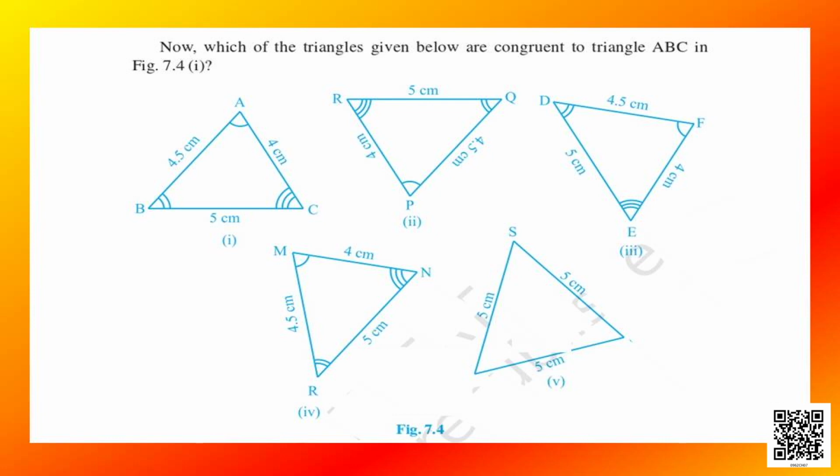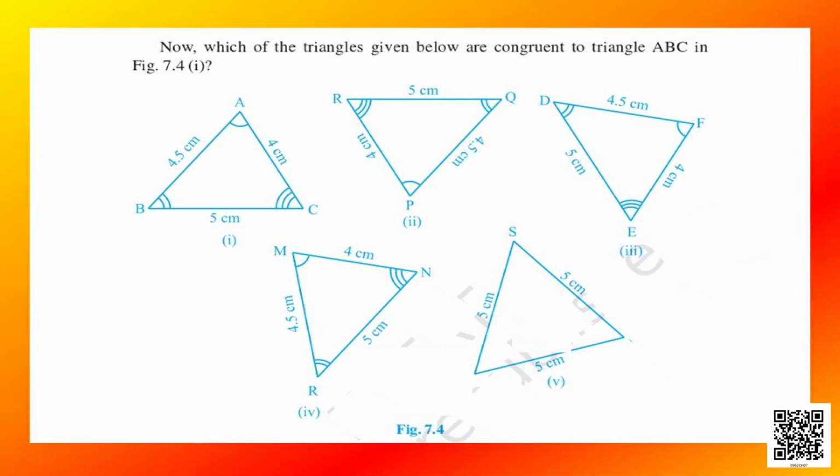The first triangle has sides 4.5 centimeter, 4 centimeter and 5 centimeter. Same as the next triangle, it also has the sides 4 centimeter, 5 centimeter and 4.5 centimeter. Same goes with figure 3 and figure 4. What about figure 5? It is having sides of 5 centimeter each. So the fifth triangle is the odd one out, isn't it? But whether all the four figures are congruent?